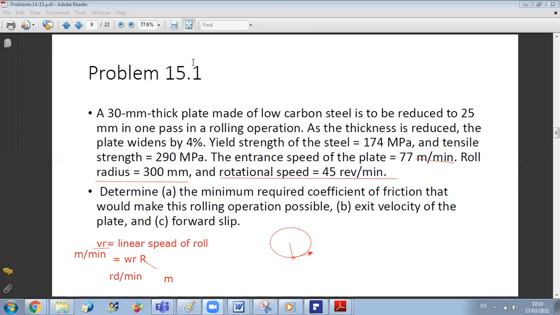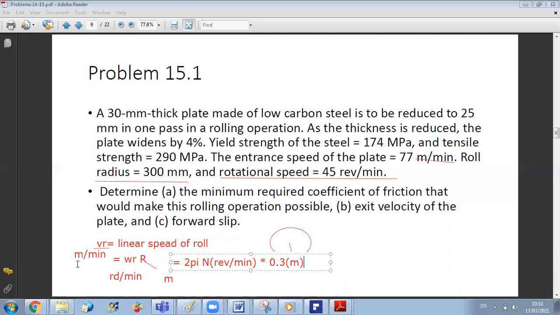So here I can calculate my linear velocity in meters per minute by doing 2 pi times n. Since n is in revolutions per minute, when I multiply by 2 pi, I get omega in radians per minute. No need to convert to seconds because I need V in meters per minute. And I multiply by the radius and I make sure to convert to meters. So the radius is 300 millimeters. Then I multiply by 0.3 in meters to get my velocity in meters per minute.